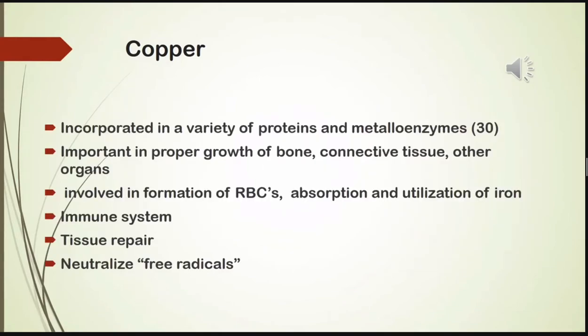Copper is incorporated in a variety of proteins and metalloenzymes, about 30. It is important in the proper growth of bone, connective tissue, and other organs. It is involved in the formation of RBCs, absorption and utilization of iron. It is important in the immune system, tissue repair, and of course, in neutralizing your free radicals.